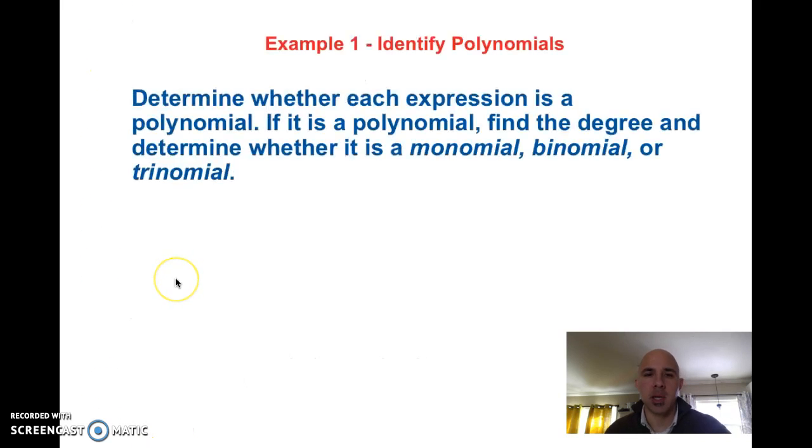Welcome back. This is example 1 for benchmark 20. We're going to identify polynomials. So for number 1, we want to determine whether each expression is a polynomial. Remember, a polynomial is many terms. If it is a polynomial, we want to find the degree of that polynomial, and we want to determine whether it's a 1-term monomial, 2-term binomial, or 3-term trinomial.